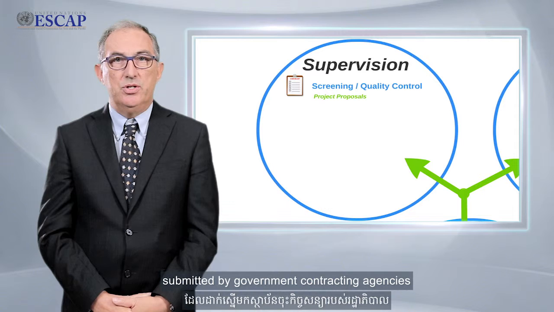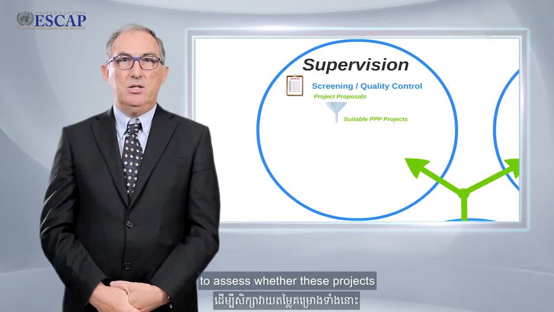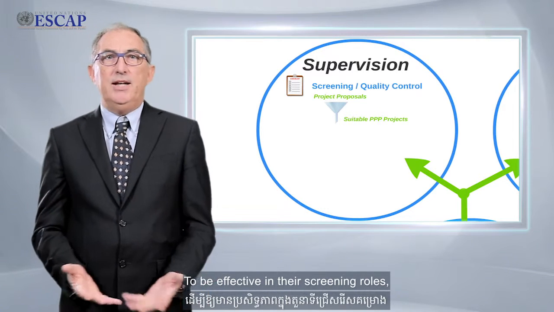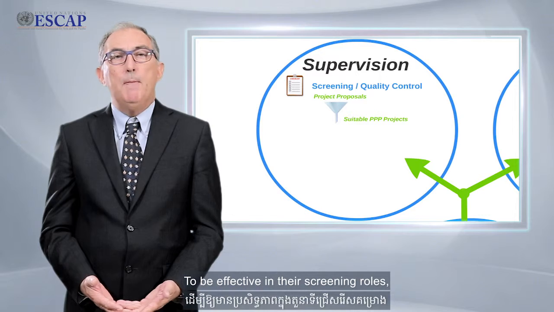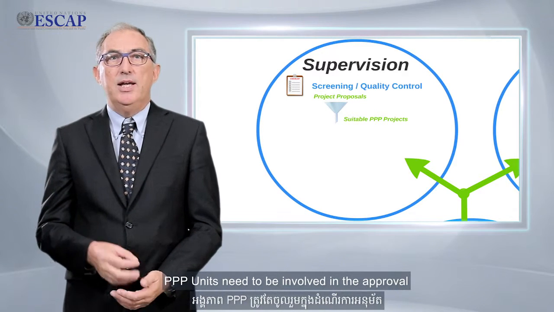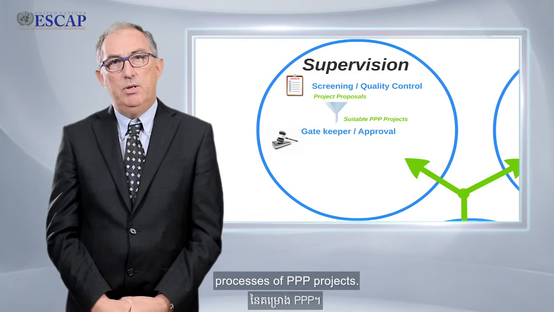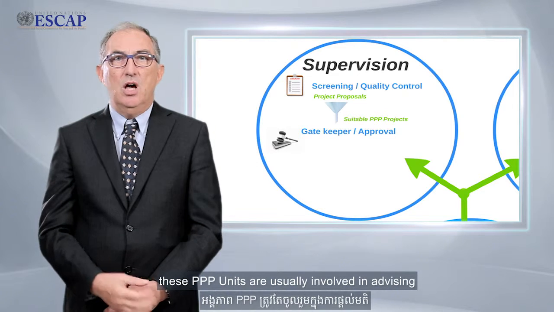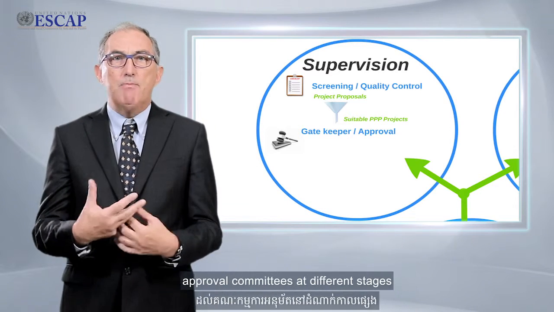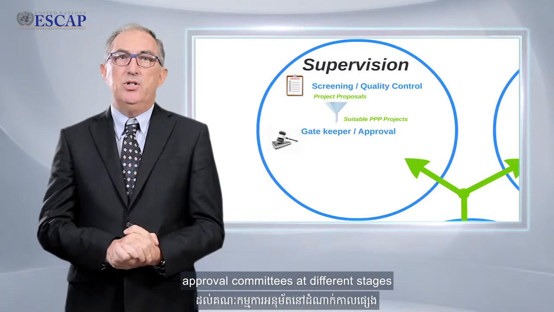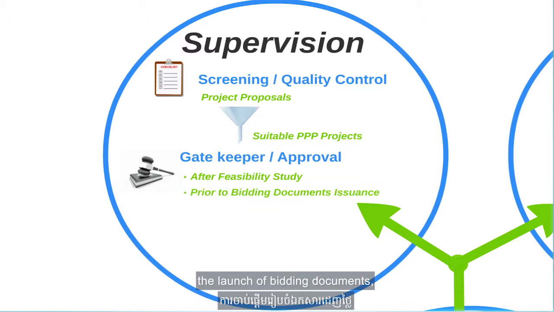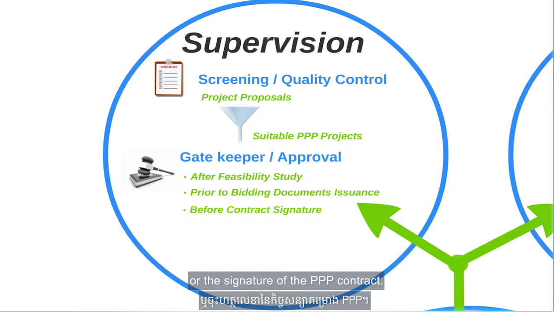Starting with supervision, the PPP unit can be assigned the role of screening project proposals submitted by government's contracting agencies to assess whether these projects are suitable for PPP implementation. To be effective in their screening roles, PPP units need to be involved in the approval processes of PPP projects. To this end, these PPP units are usually involved in advising approval committees at different stages, for instance, before the feasibility studies, the launch of bidding documents, or the signature of the PPP contract.